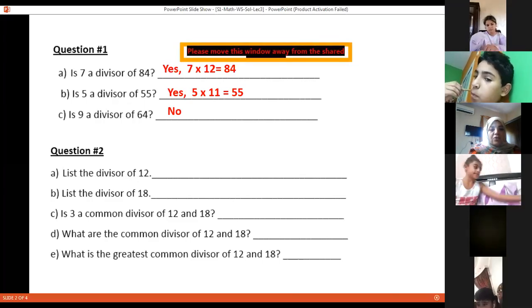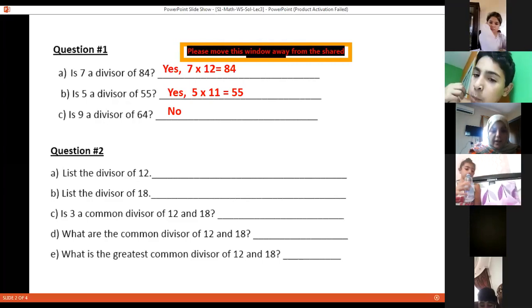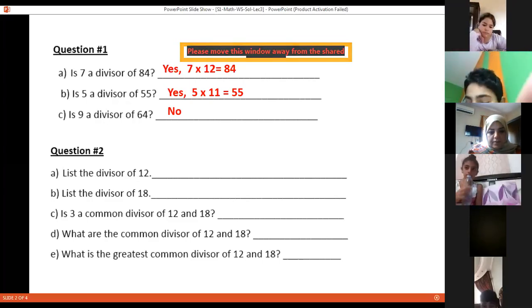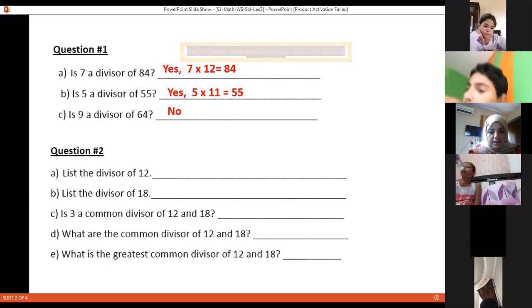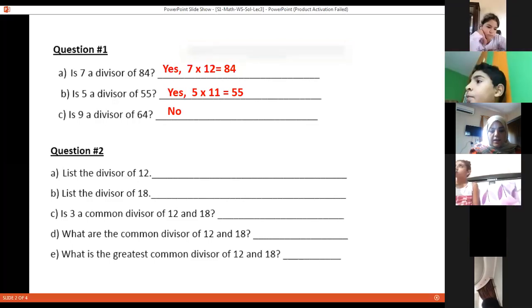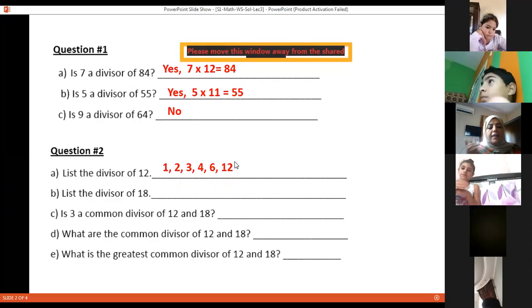Do you know how to do this? No. Okay, look what you do. You start by 1. 1 times what equals 12? 1 times 12 equals 12, right? Yes. So look how we put them. We put 1 times 12: the 1 at the beginning and the 12 at the end.